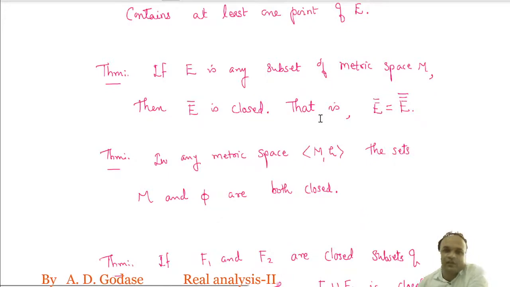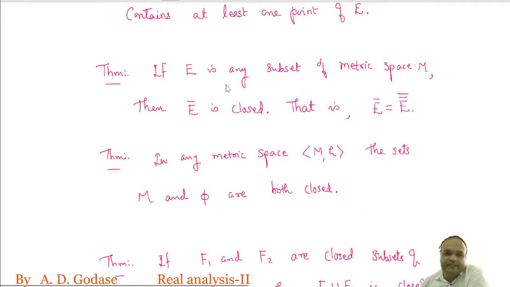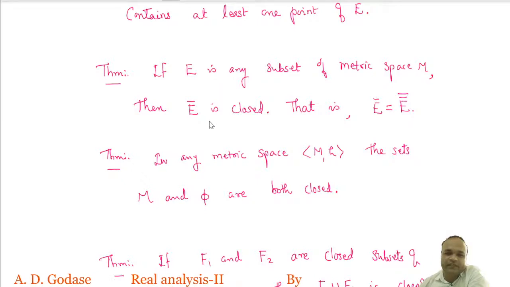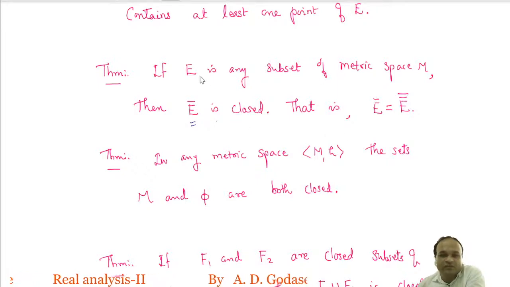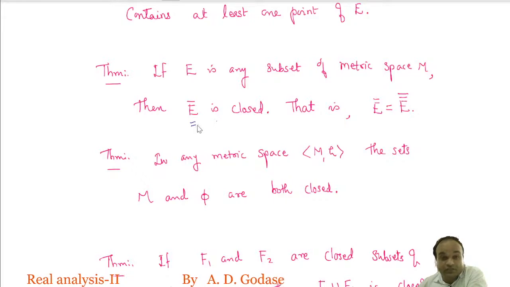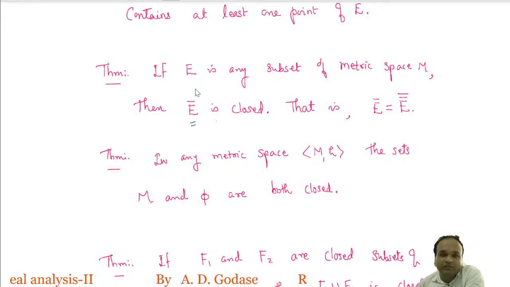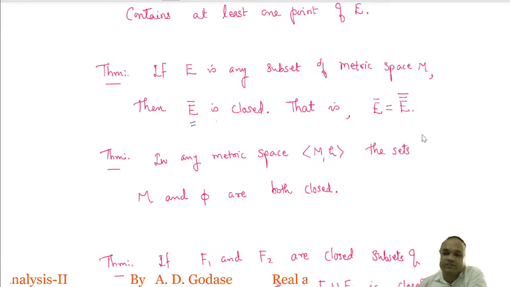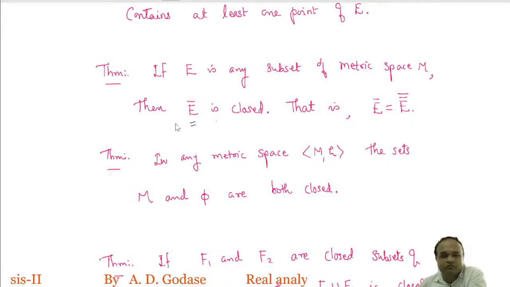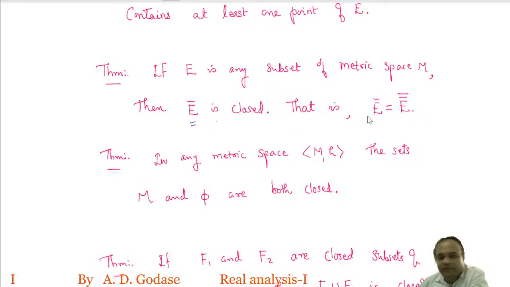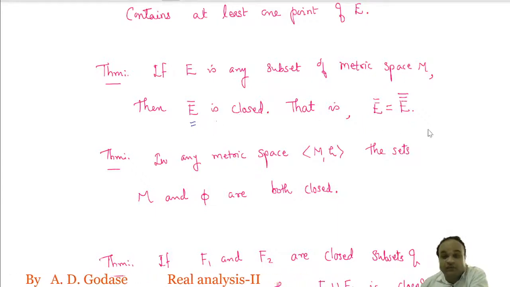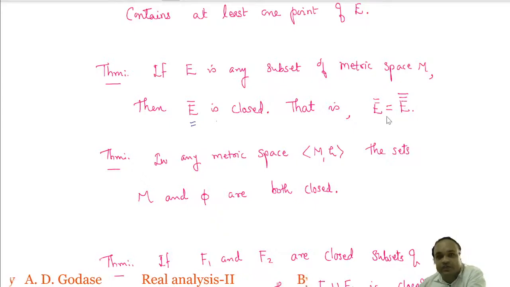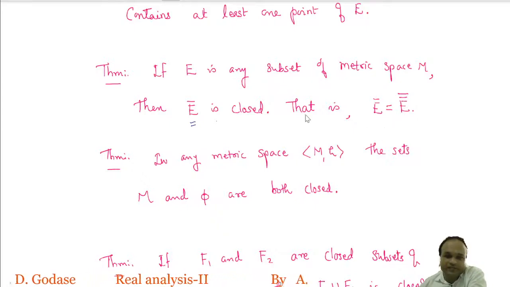Next theorem: if capital E is any subset of metric space M, then E bar is closed. So this E bar is always a closed subset of M. Whatever E is, E may be closed or not closed, but the set of limit points of E will always be a closed subset of M. What does it mean that E bar is closed in M? It means E bar is equal to the set of all limit points of E bar, that is E double bar. So E bar equals E double bar.